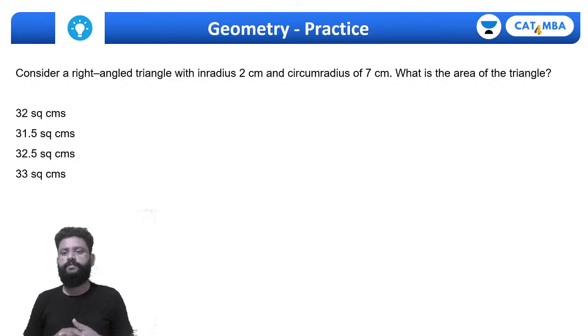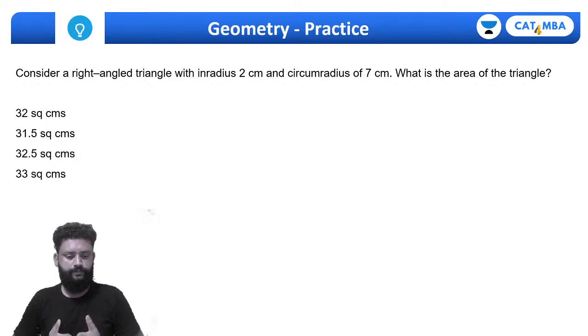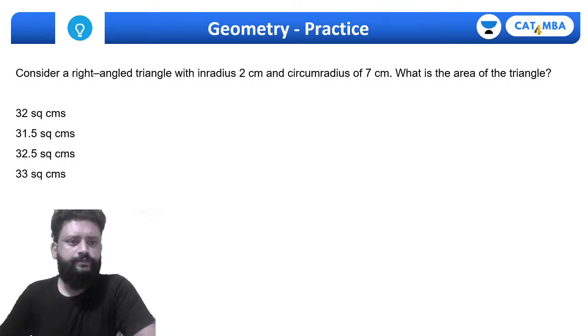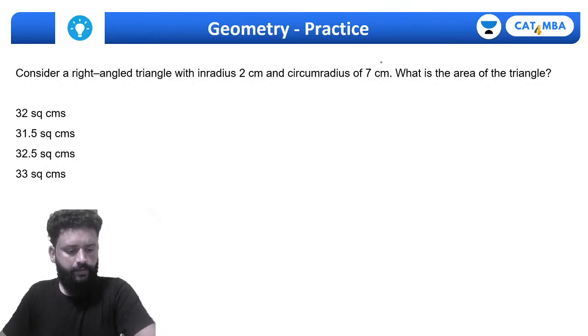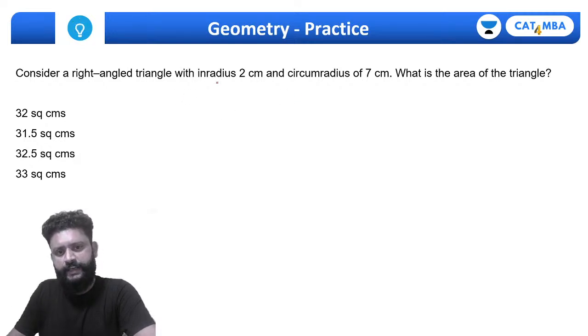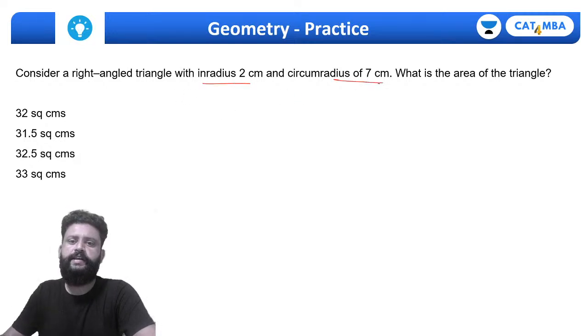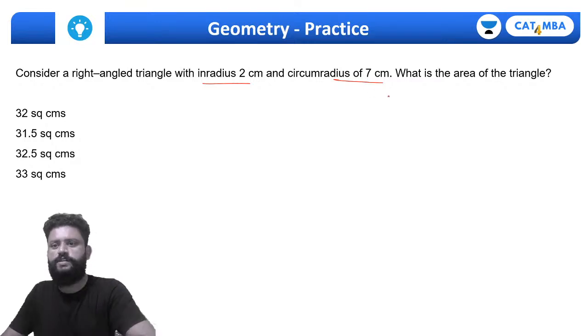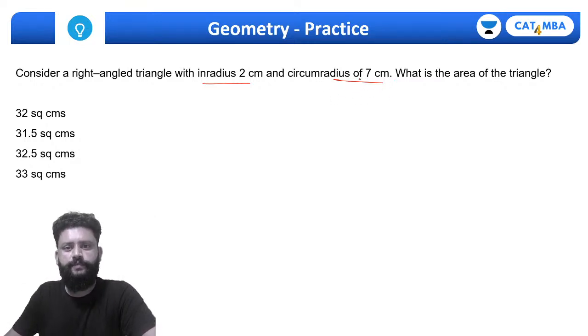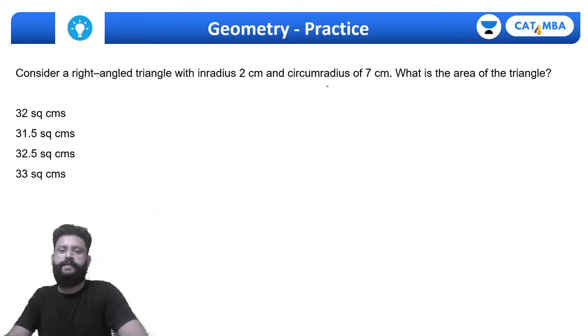And you can just manage by knowing the Pythagorean triplet. चलो, one last question for the day. I guess this is the last one. Consider a right angle triangle with inradius 2 centimeter and circumradius 7 centimeter. What is the area of the triangle? So we know the inradius and circumradius.